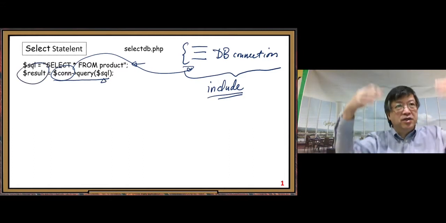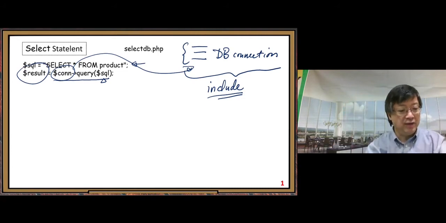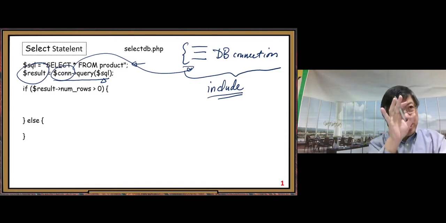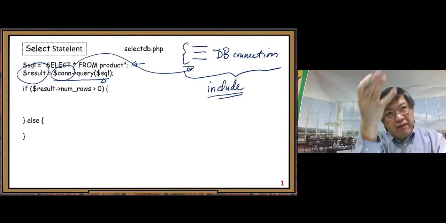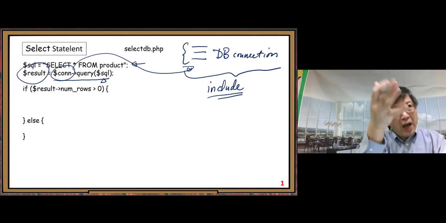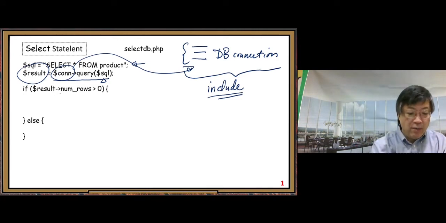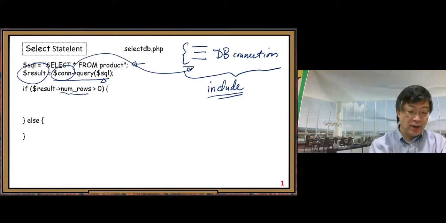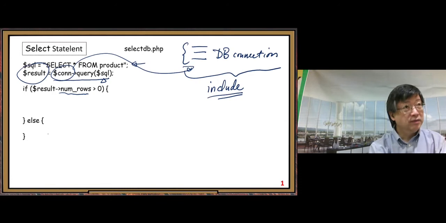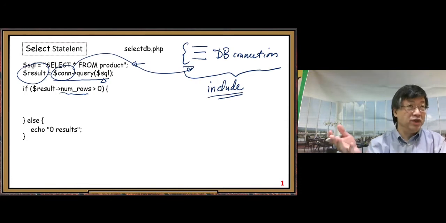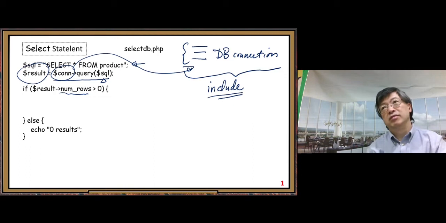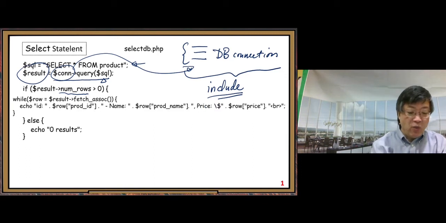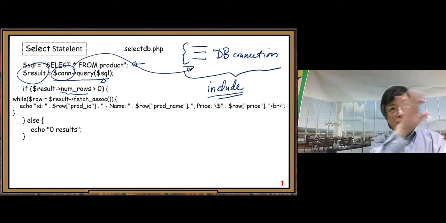Next, we need to process the result. So how do we process the result? First, we use an if statement to check if the result is empty or not. If it's not empty, we look at the number of rows. If it's greater than 0, it's not empty. Otherwise, it's empty, there is no result, so we just output some message. If not empty, then we use a while loop to go through row by row.